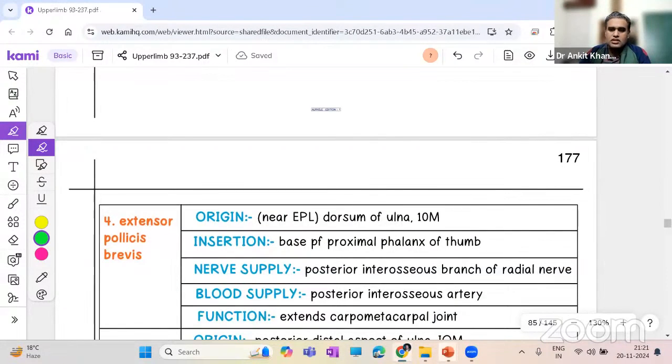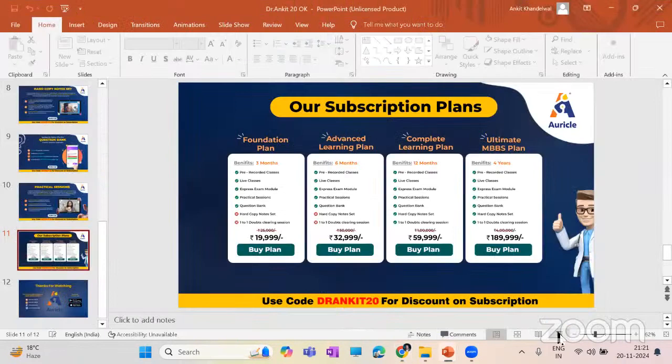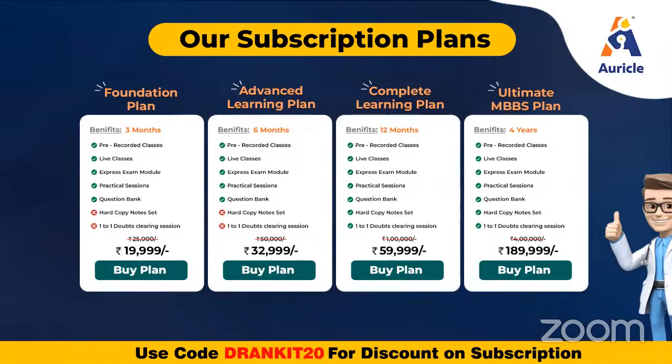I am sure you should keep on revising it. So do revise it, make some diagrams, look at the book diagrams, look at the notes diagrams over here, and you are very good to go. Okay. So coming back, these are all the plans.